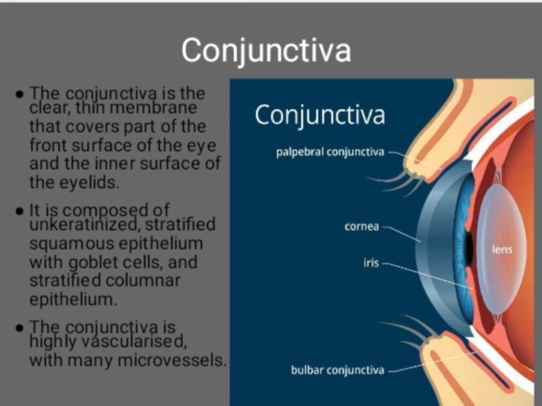The conjunctiva is highly vascular. It contains microvessels in it. So here you can see, in this part, this is conjunctiva. This red zone area is conjunctiva. Okay, so now we're going to discuss our next slide.